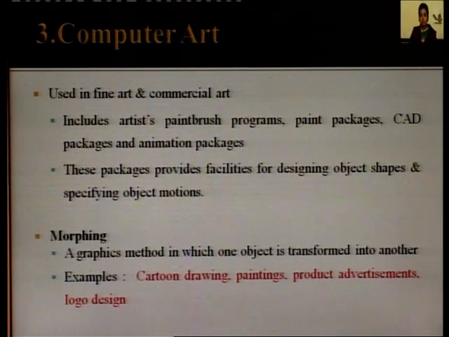Morphing means that we are transforming one object into another object. That means we are morphing one object to another. For example, cartoon drawing, painting, product advertisement, logo designs. So in this way, if you want to design any cartoon, it is also designed with the help of computer graphics. We can also represent these in x and y coordinates.